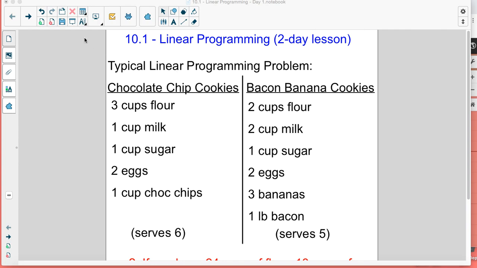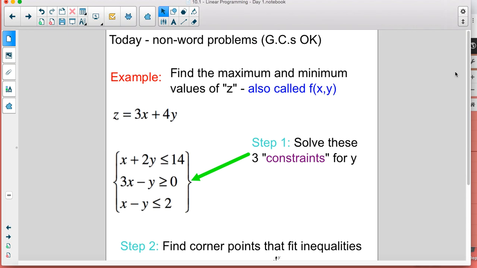I would ask that if you're on your laptops, you open up Desmos. Even if you're on an iPad, you can still open up Desmos. We're going to do this lesson in Desmos. Usually I do it with the TI-84 calculator, but Desmos is going to be so much quicker and easier for you guys. So we'll do that. Okay, so we're going to get into the non-word problems today. Again, Desmos is fine instead of the graphing calculators.